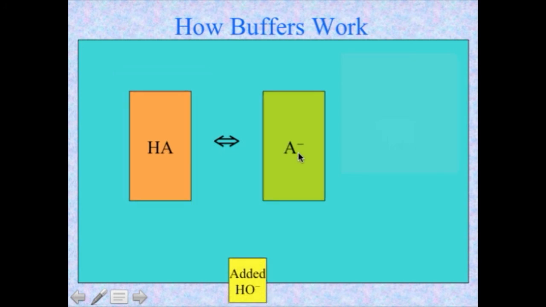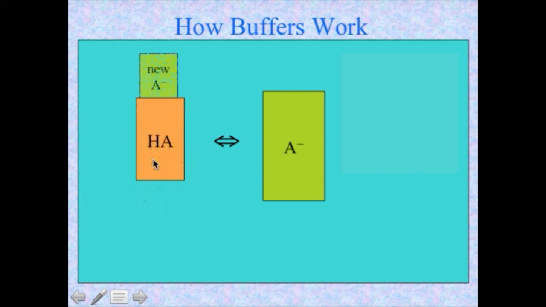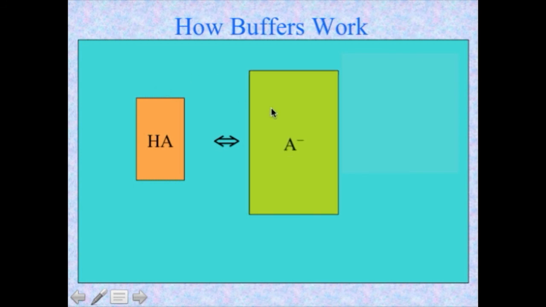Or, let's say that you add hydroxide to this mixture. It's going to get neutralized by the weak acid, going to be converted to the conjugate base. The conjugate base concentration is going to increase. The weak acid concentration is going to decrease. So that's how buffers work.